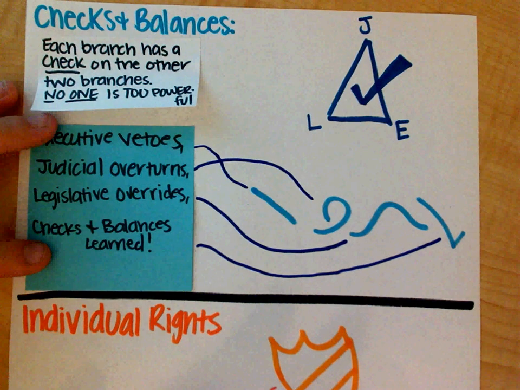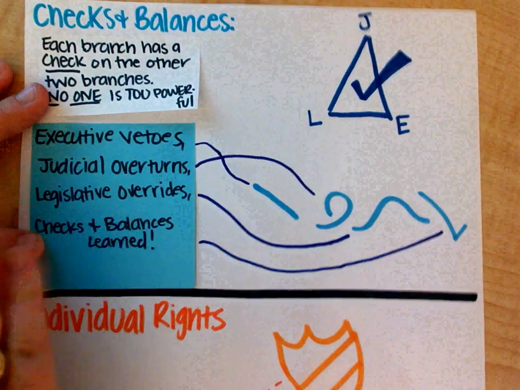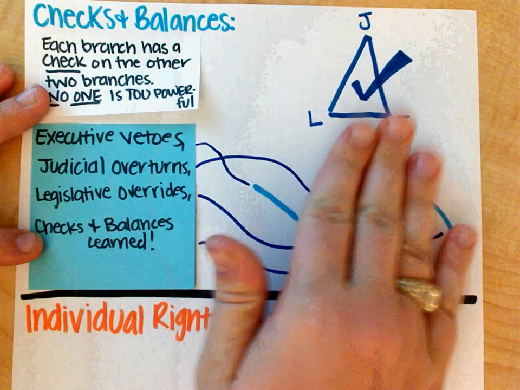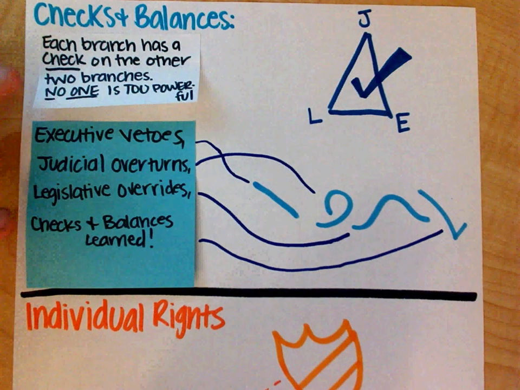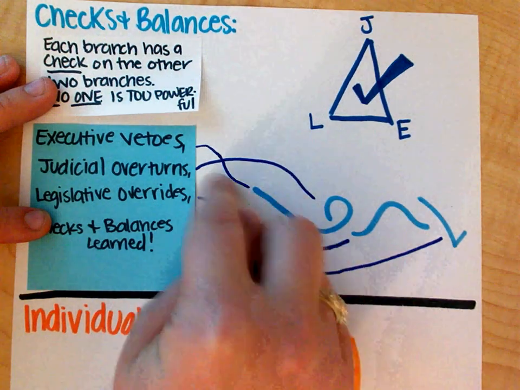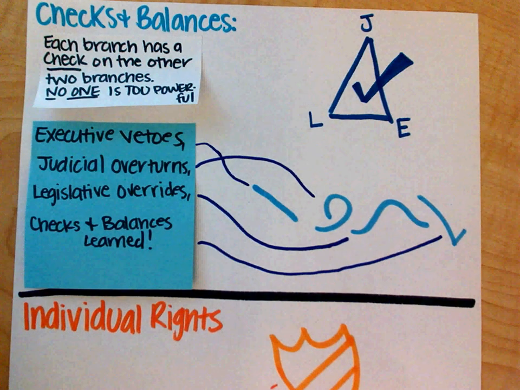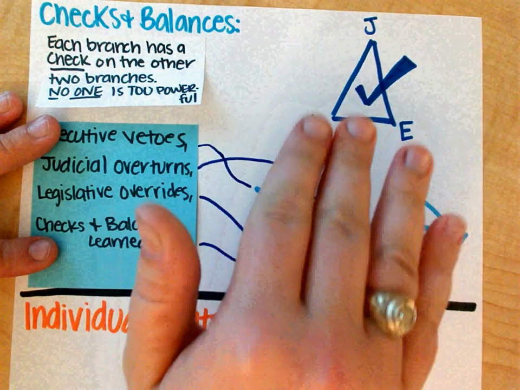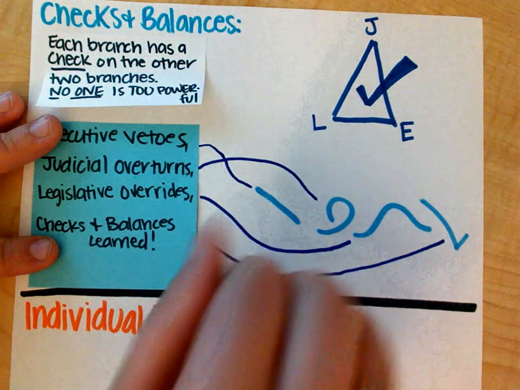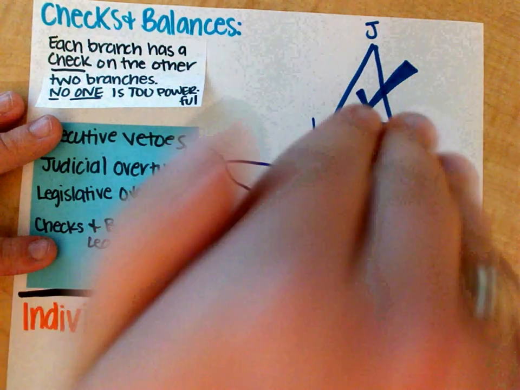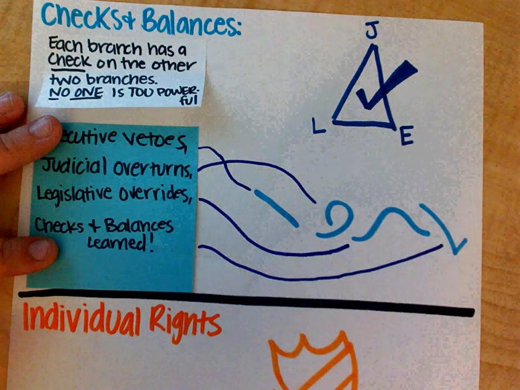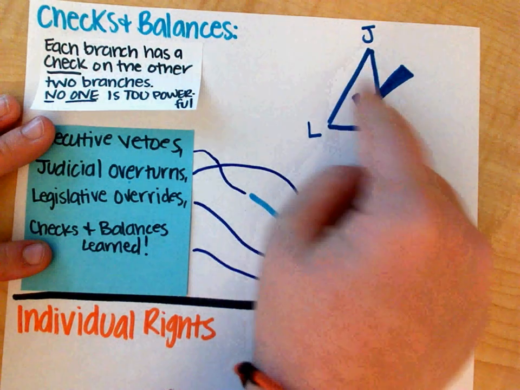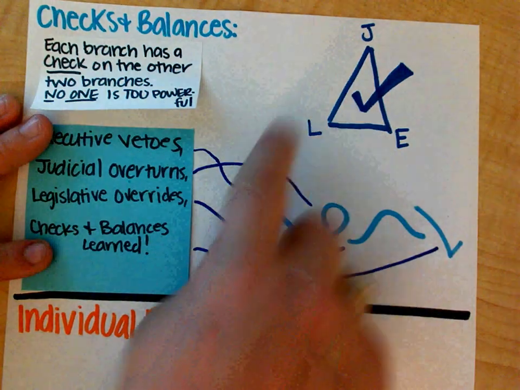So for this one, we say executive vetoes, judicial overturns, legislative overrides, checks and balances learned. I did the hand signals with you: you push it aside, executive vetoes, judicial is going to overturn that. Judicial can overturn laws and declare them unconstitutional. And the legislative branch can override a president's veto, and then we do checks and balances learned. You make a little check with your hand. The symbol is also the triangle with a check in the middle, with legislative, judicial, and executive.